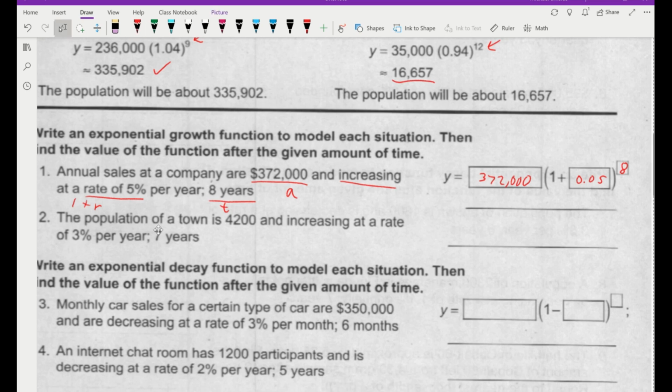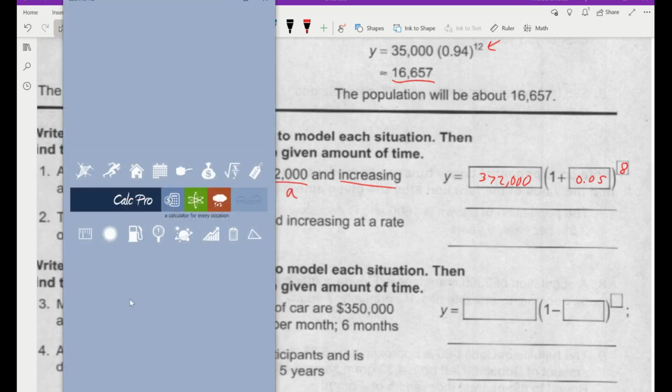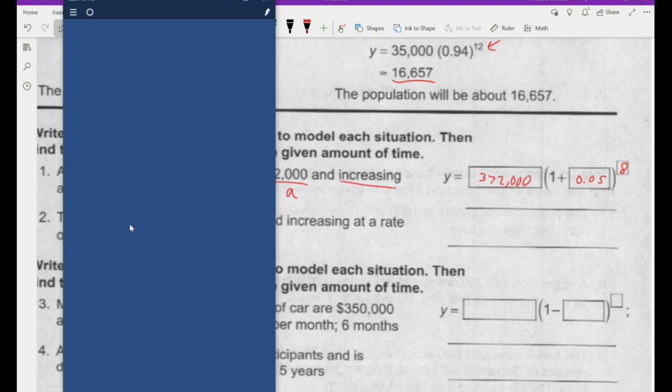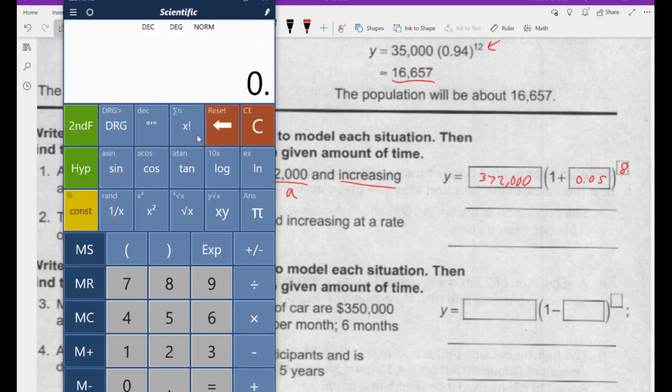Now we're going to type this into a calculator. Let's get our calculator here. We should pull up a scientific calculator. There we go. Okay. We're starting at 372,000. We're going to multiply it. I'm going to use parentheses here. 1 plus 0.05. Close the parentheses. Now that's 1.05, the 1 plus 0.05. And we're going to raise it to the 8th. Equals, here we go.